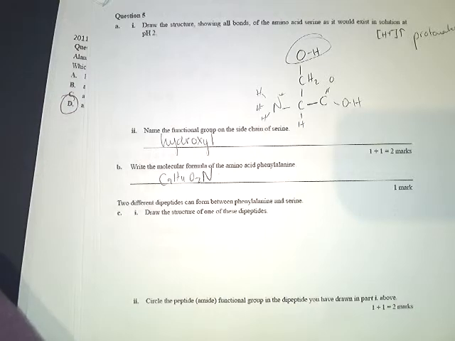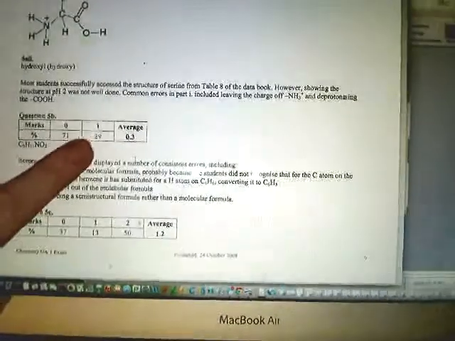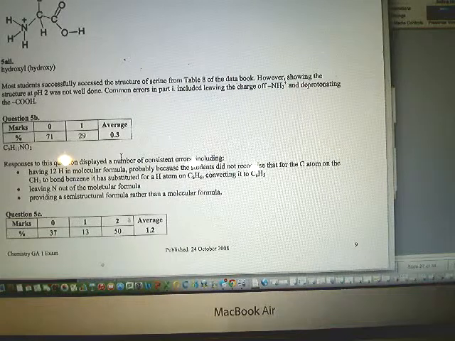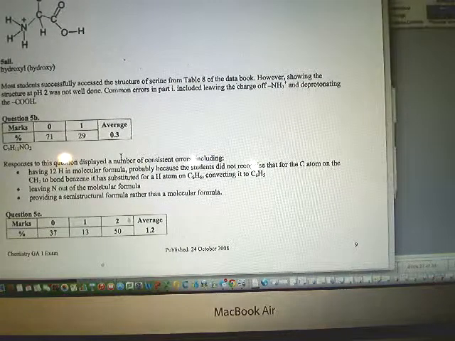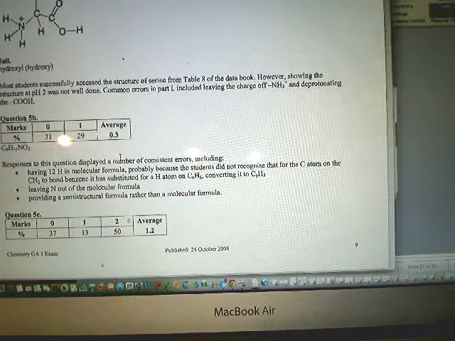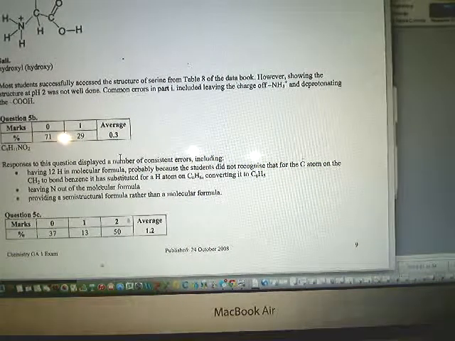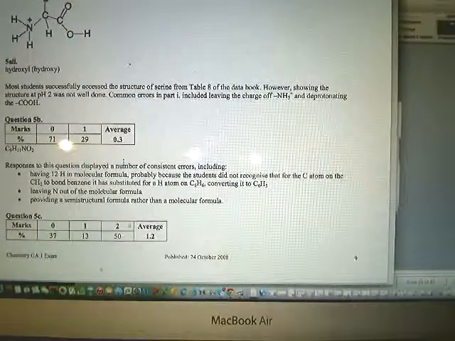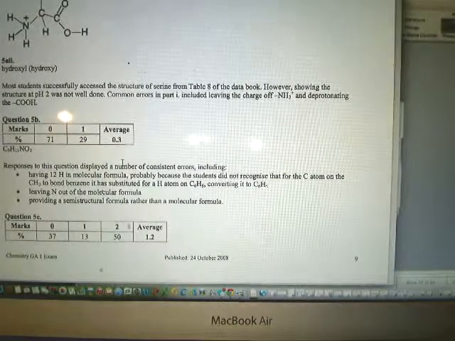Just want to know what section of the state got that. 29% got that. Responses to this question displayed a number of consistent errors, including having 12 H's in the molecular formula, probably because students did not recognize that for the carbon atom on the CH2, benzene substitutes for a H atom, converting C6H6 to C6H5, leaving out N, providing a semi-structural formula rather than a molecular formula.